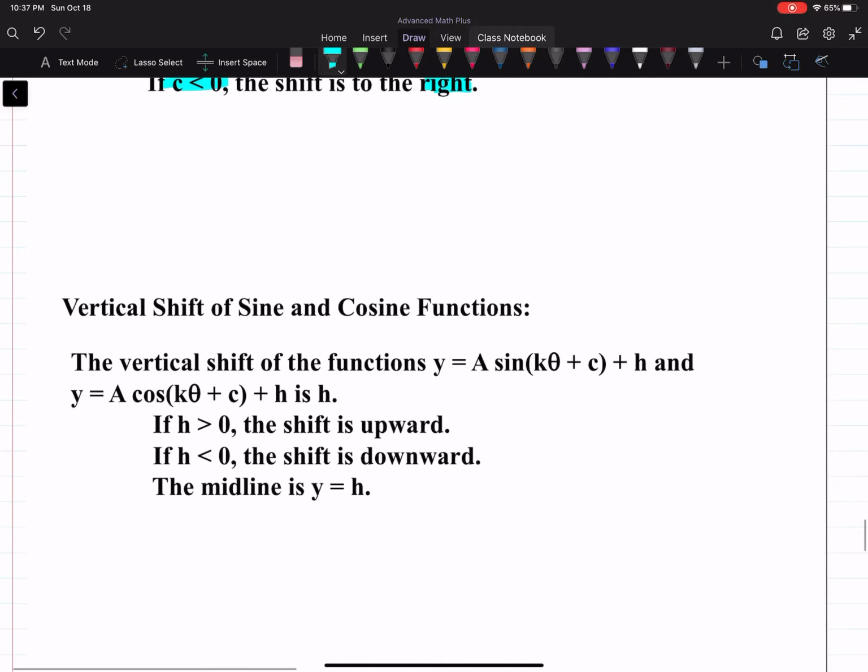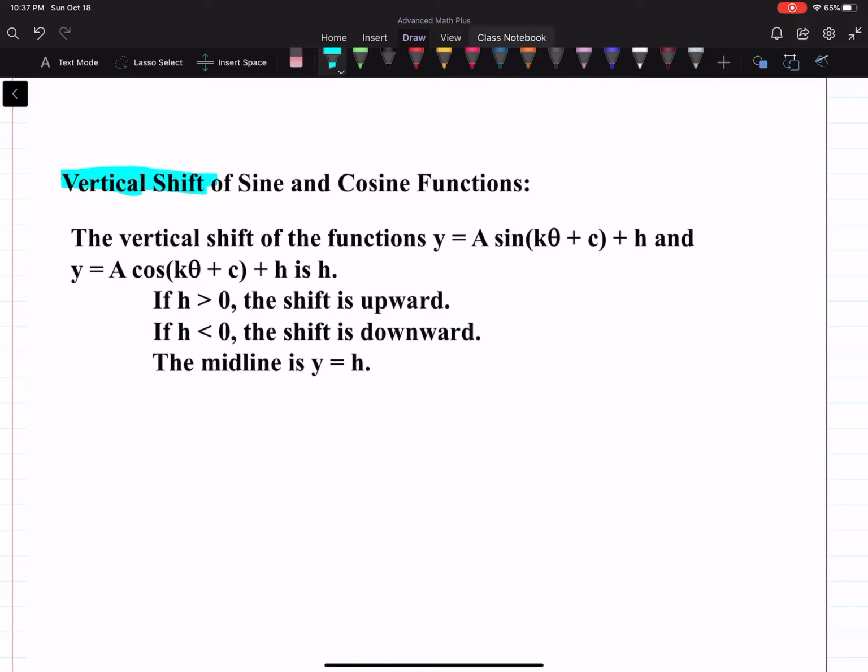For the vertical shift of the sine and cosine function, that is basically moving it up and down. And the vertical shift is simply h. That's all there is to it. H is your vertical shift, so that's how far it goes up and down. And again, if h is more than 0, it's a positive number, it goes up. If h is a negative number, less than 0, it will go down.